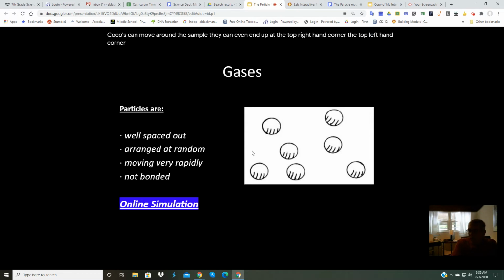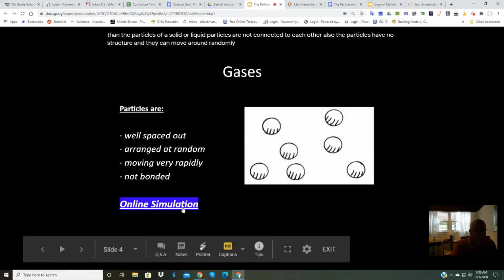In this slide, we're looking at how the structure and how the movement of particles behave in a gas. Notice how the particles are spaced far apart from each other. The particles in the gas have much more energy than the particles of a solid or a liquid. Particles are not connected to each other. Also, the particles have no structure and they can move around randomly.